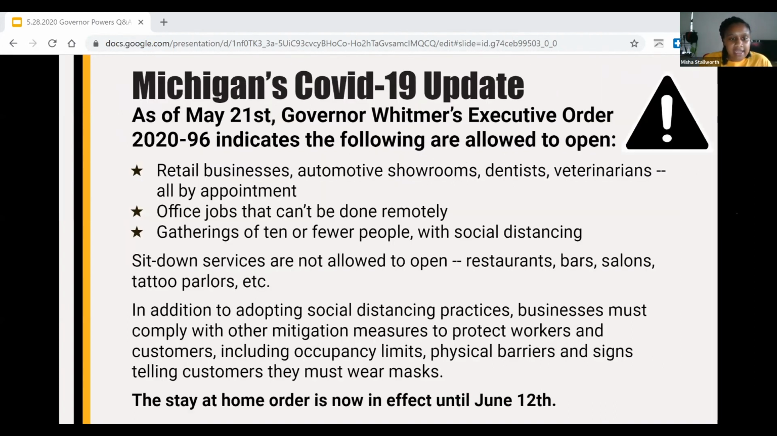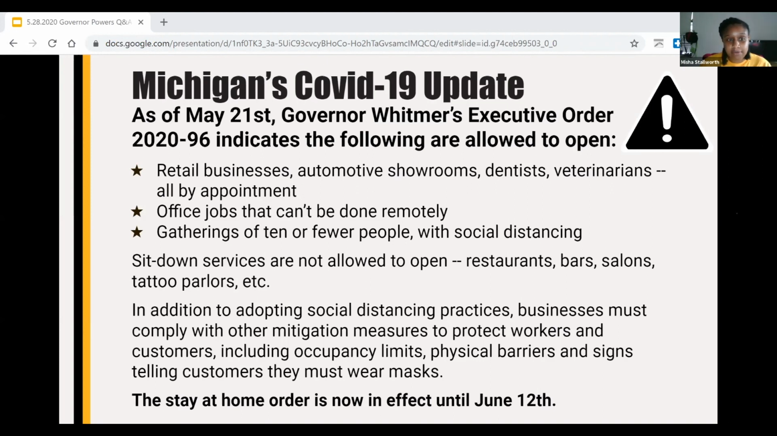So in terms of where we are today, another executive order, 2020-96. So maybe type in the chat if you know what 2020-96 stands for, after I just mentioned it in a previous slide. Retail businesses, automotive showrooms, dentists, veterinarians are open by appointment. Office jobs that can't be done remotely are open.